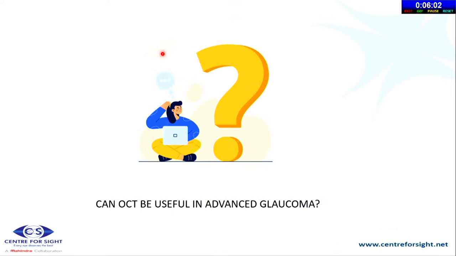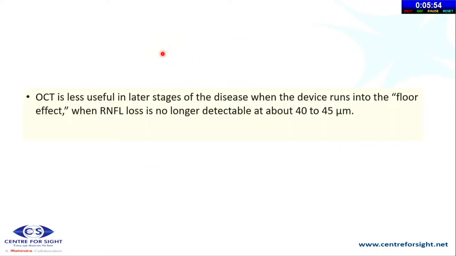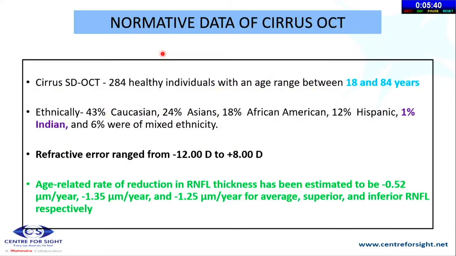Can OCT be useful in advanced glaucoma? Yes or no? No. Why not? Because of floor effects. OCT is definitely less useful in the later and advanced stages of glaucoma, when the disease runs to the floor effect. RNFL is no longer detectable when it is approximately 40 to 45. There's only glial tissue, so we don't waste the patient's money. So we should not do that.